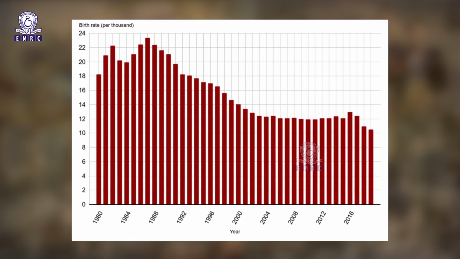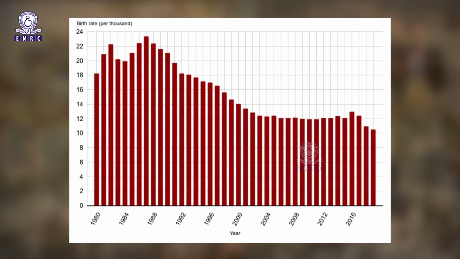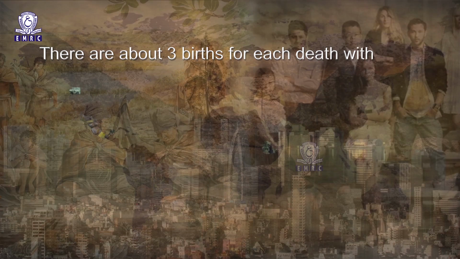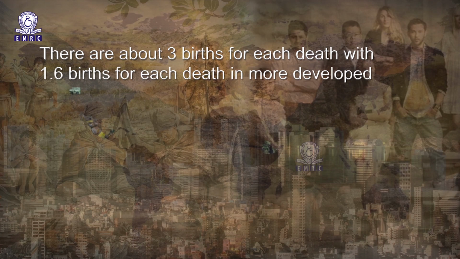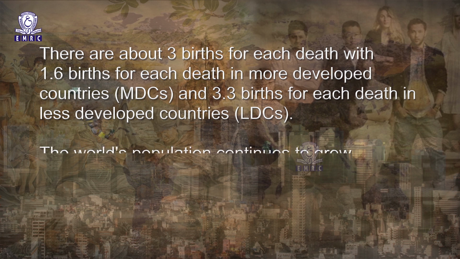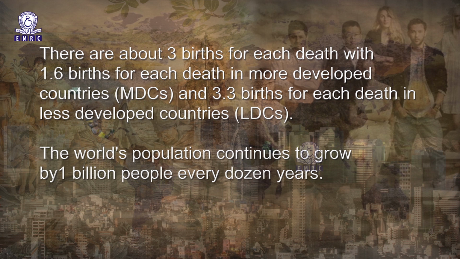Both death rates and birth rates have fallen, but death rates have fallen faster than birth rates. There are about 3 births for each death, with 1.6 births for each death in more developed countries, which we call MDCs, and 3.3 births for each death in less developed countries, which we call LDCs. The world's population continues to grow by 1 billion people every dozen years.